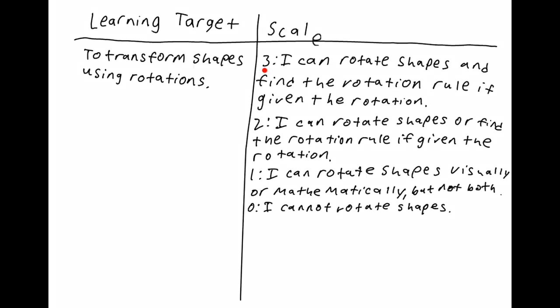For the scale, you are a 3 if you can rotate shapes and find the rotation rule if given the rotation. A 2, you can rotate shapes or find the rotation rule if given the rotation. A 1, you can rotate shapes visually or mathematically, but not both. A 0, you cannot rotate shapes.